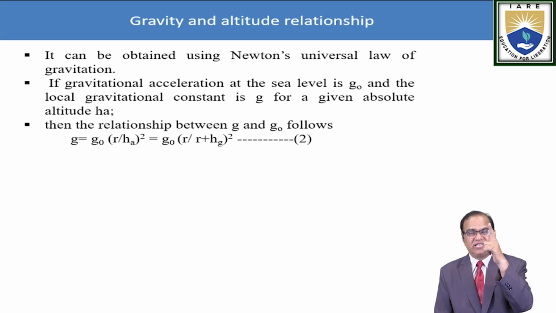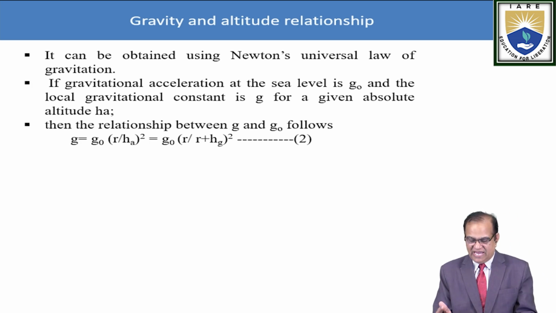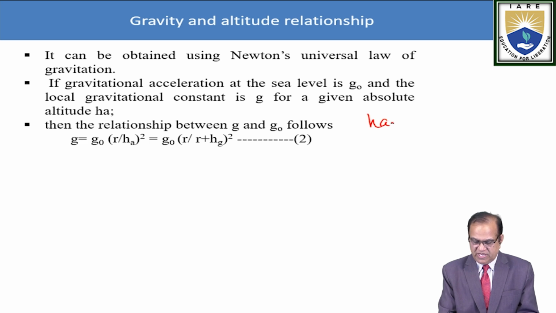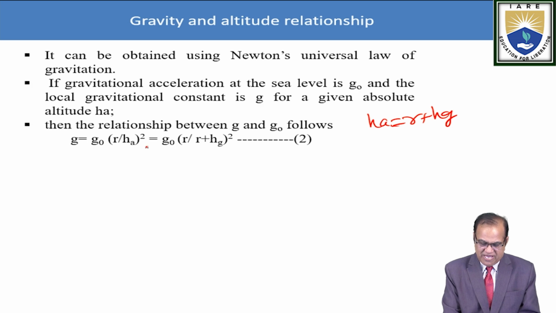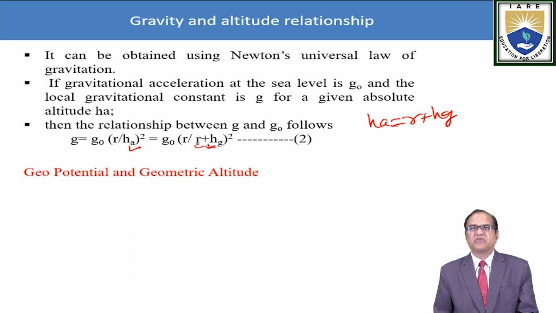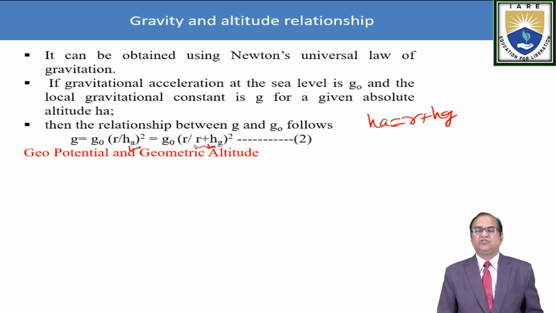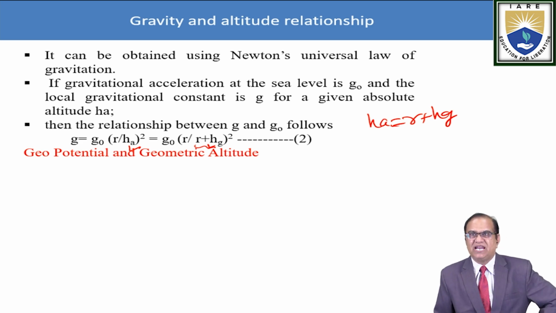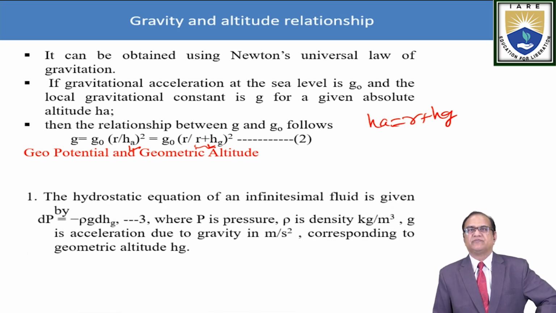But we have seen in equation 1 that ha is equal to r plus hg. So we have replaced it here, so this becomes r plus hg whole square. So this is about geopotential and geometric altitudes. What is the difference between geopotential and geometric altitude?